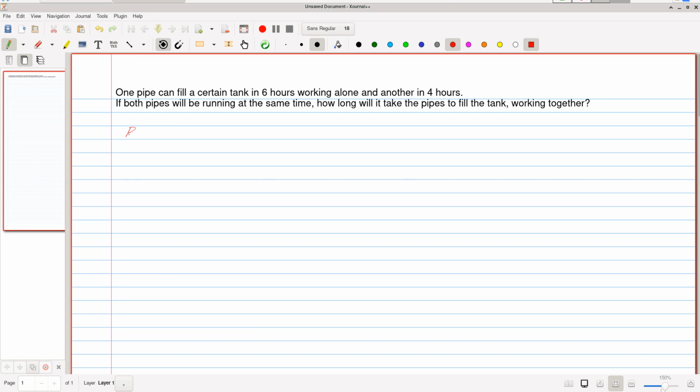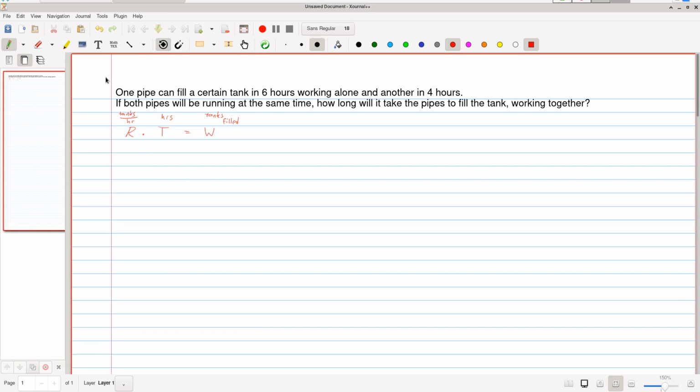So I'm going to use the fact that rate times time is the amount of work done. Now in this problem, I can see that they mention hours. That's going to be the unit for the time. The work is whether the tank is filled or not. So the work, we're going to measure this in tanks filled. So the rate must be tanks filled per hour.